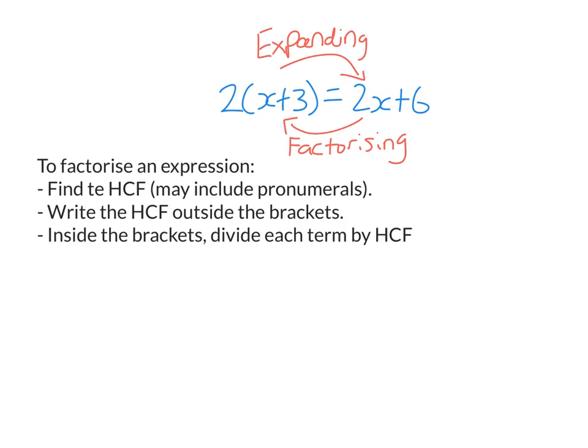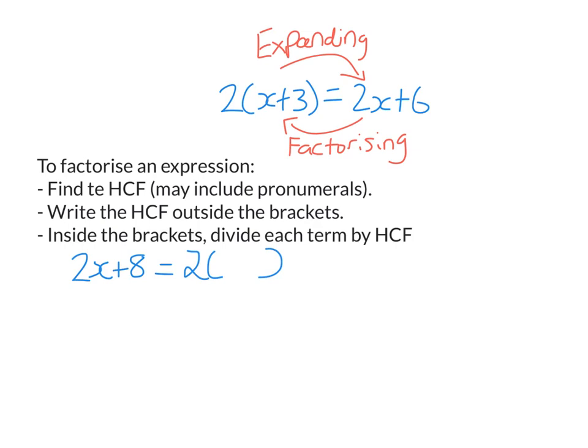So we'll start off with an easy one. Let's say I have 2x plus 8. So what we do is we find the highest common factor of the two terms. So 2x is a term, 8 is a term. The highest number that goes into 2 and 8 is 2. So we just write it here.